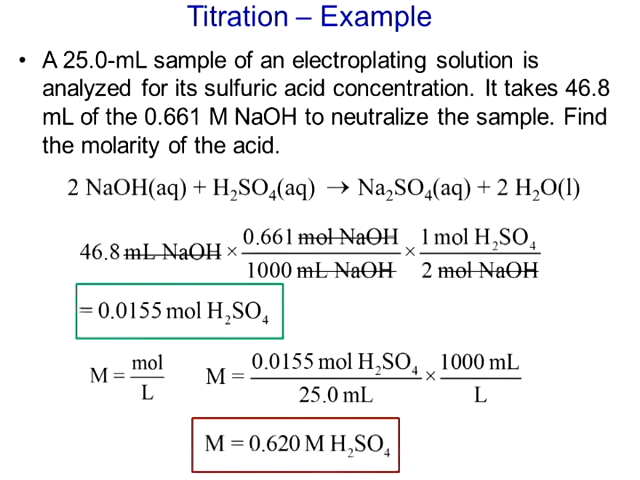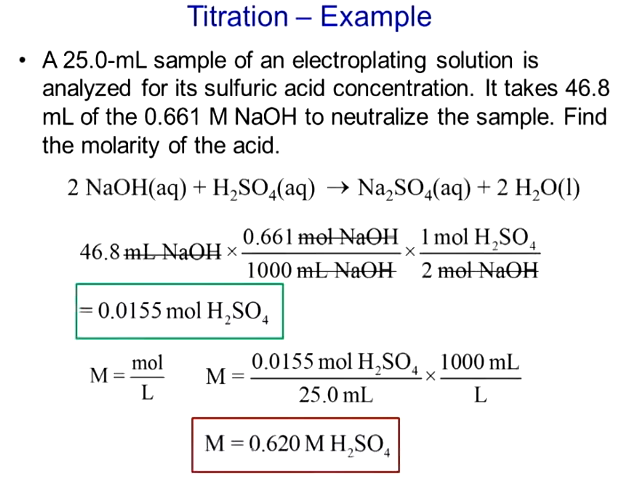Now that we've attained those moles, we know the standard formula for molarity is moles per liter. We would then take those moles and put them on the top, and we know that it was 25.0 mL of the sample of the solution. We put that relationship and then we convert it back to liters by using 1,000 mL per 1 liter. And that gives us a final molarity of 0.620 M sulfuric acid.